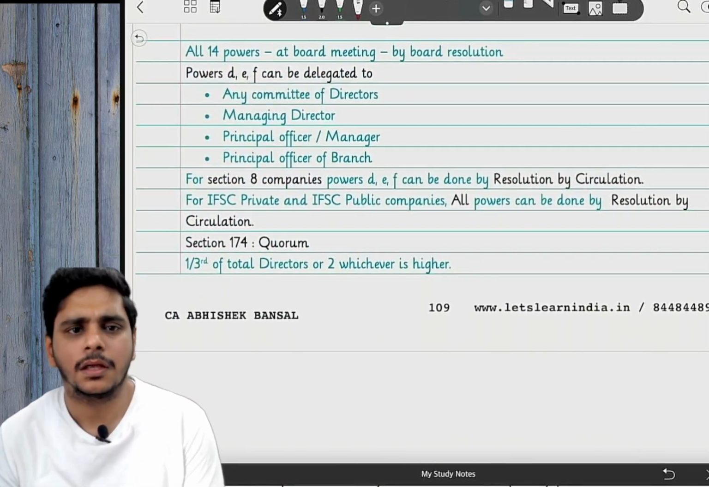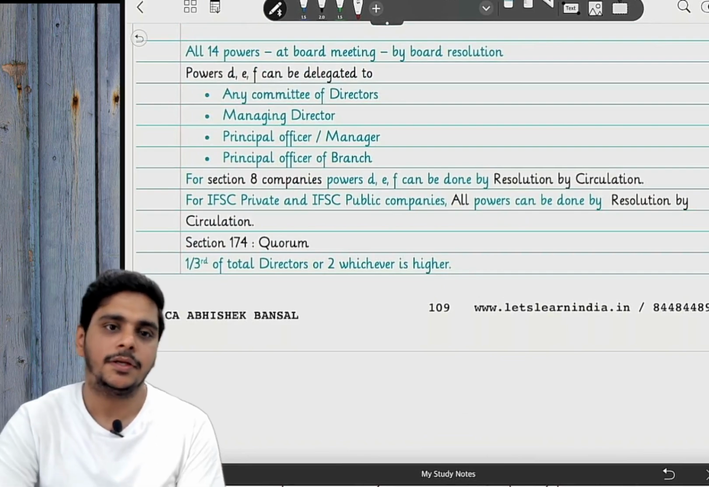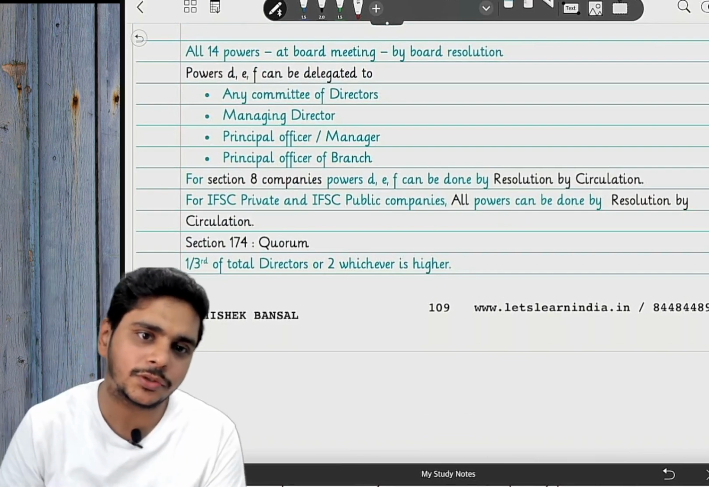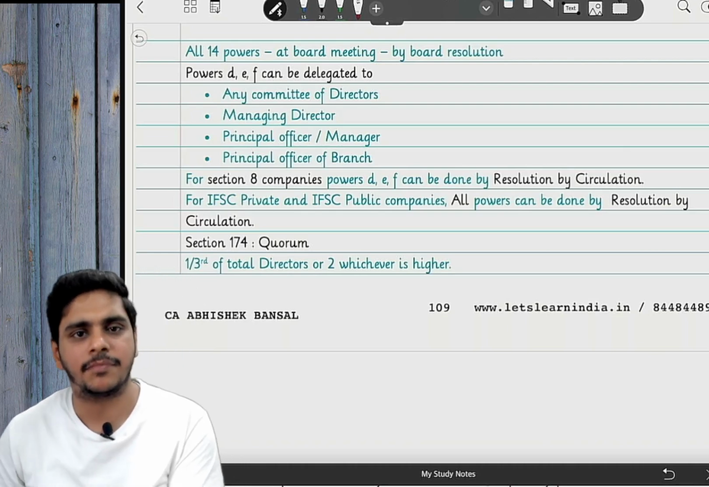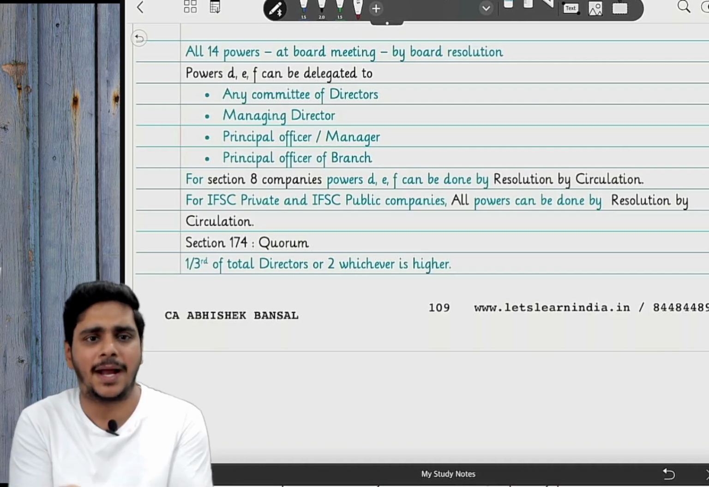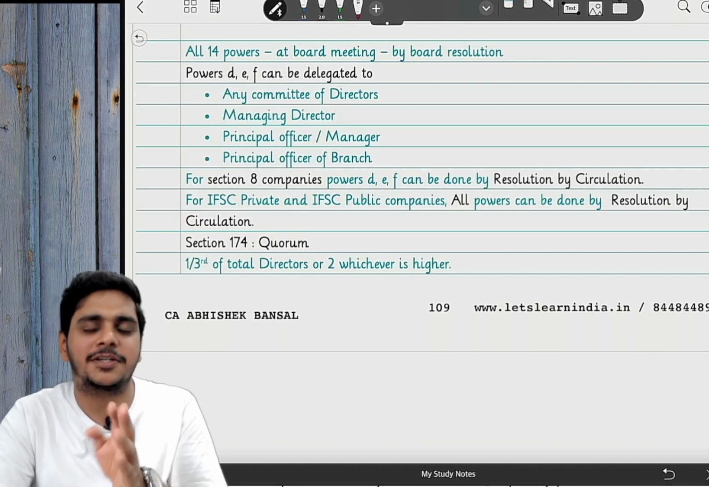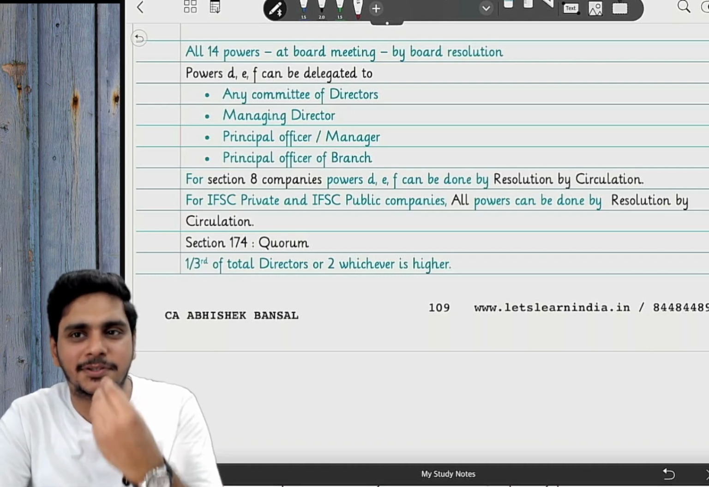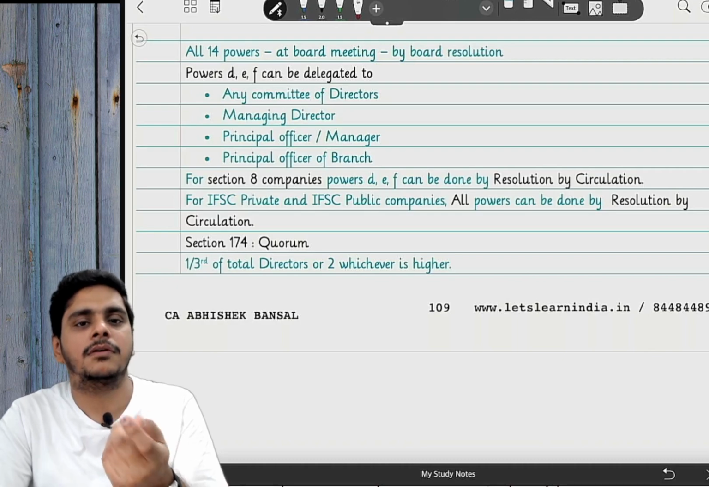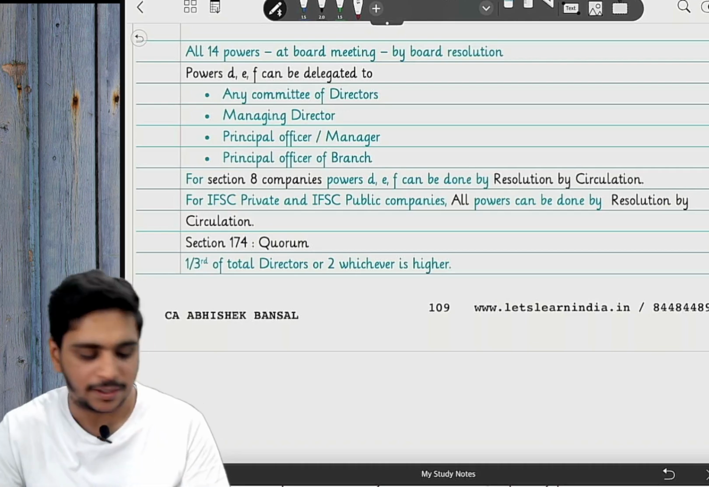Now, guys, quorum basically means the minimum number of members required in order to constitute a valid meeting. For example, if I am calling a batch, I am there, at least 2 people should be there to start the batch. Then only it is called a batch, right? So a minimum this many persons should be there in order to start a valid meeting.